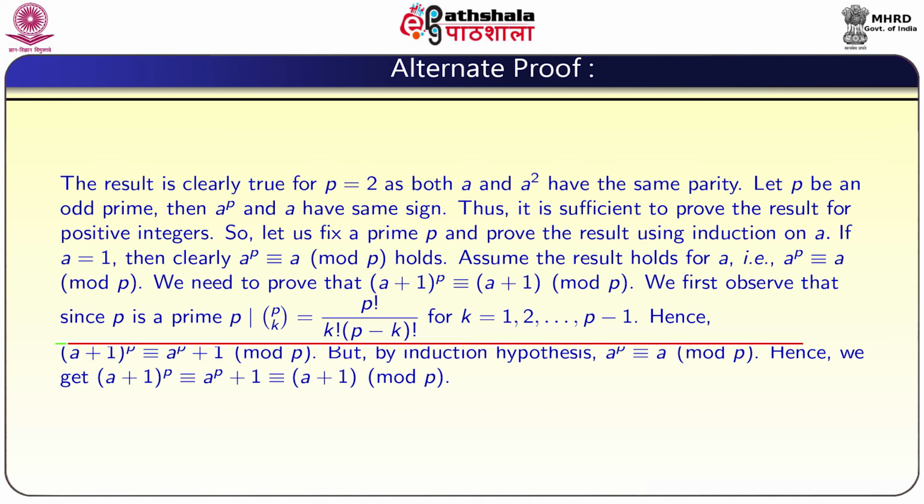We first observe that since p is prime, p divides p choose k, that is p factorial by k factorial into p minus k factorial for k equal to 1, 2, 3 and so on p minus 1. Hence, a plus 1 whole power p is congruent to a power p plus 1 mod p. But by the induction hypothesis we have a power p is congruent to a mod p, hence we get a plus 1 whole power p is congruent to a power p plus 1, which is congruent to a plus 1 mod p. This alternative proof is very useful. It is because here we are getting a plus 1 whole power p is congruent to a power p plus 1. This is one of the nice properties for prime numbers.